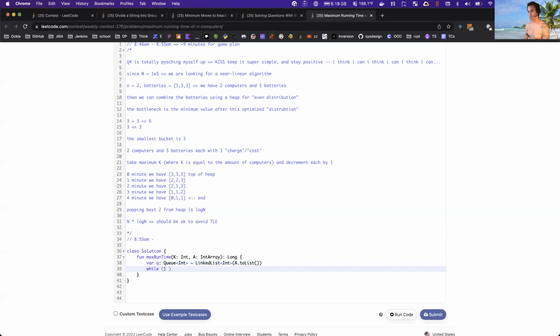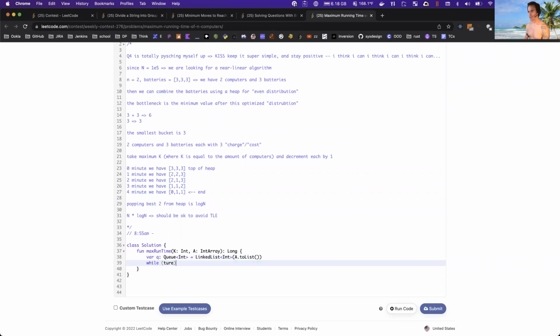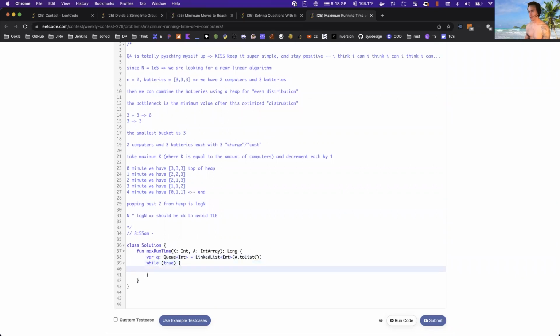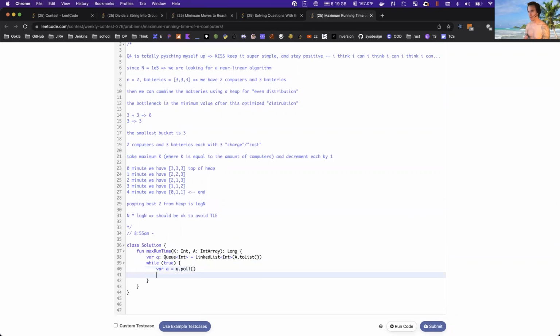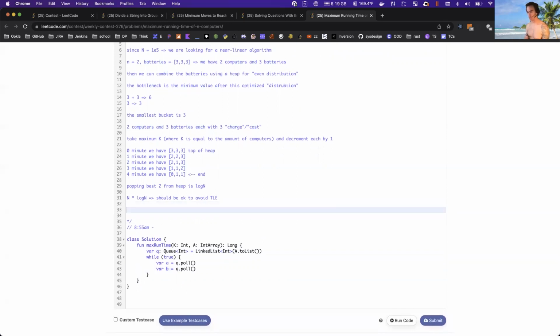Okay, so while Q has some size, wait, no. We'll just always attempt to pop them off, right? So A equals Q dot poll, B equals Q dot poll. So these are the two. I want these to be maximal values. Ooh, it's a priority queue, right? Priority queue.